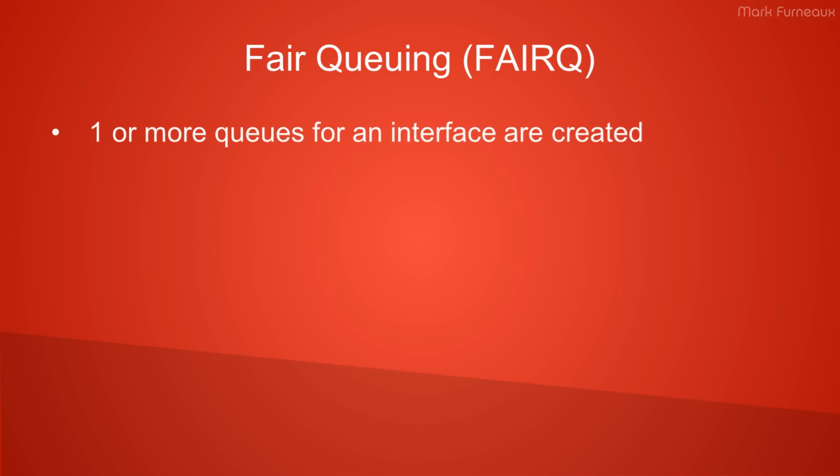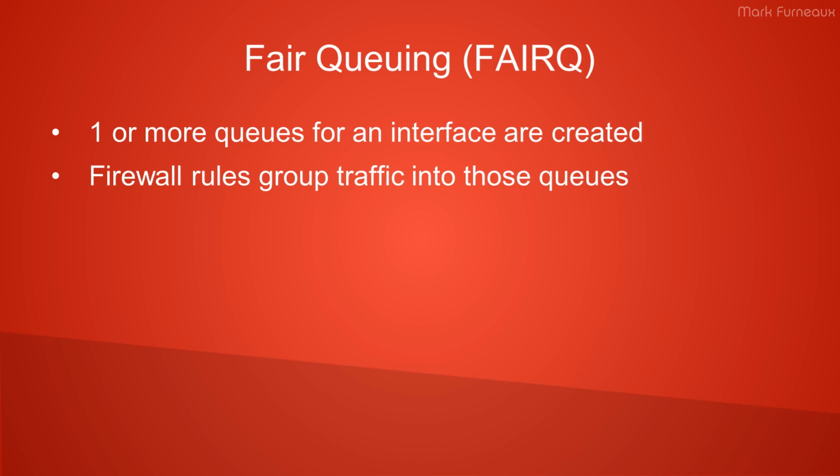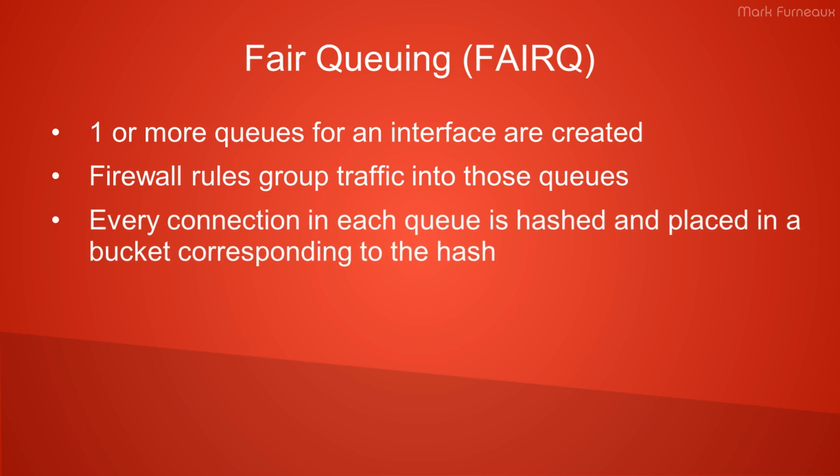So FAIRQ is implemented by creating 1 or more queues for a particular interface. And then there are some firewall rules which group traffic into those queues. And every connection in each queue is then hashed, and it's placed in a hash bucket. When I say every connection is hashed, you can think of it like the IP address and the port, which sort of uniquely identifies a connection. And so that's what gets hashed.